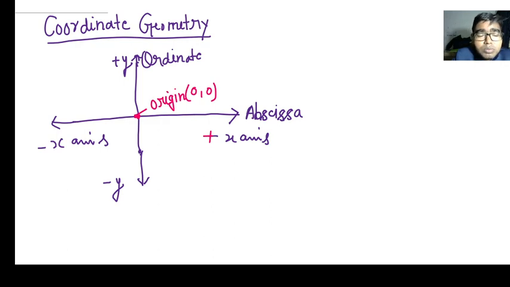From the origin, if you move rightward, it is the positive x-axis. From the origin, if you move leftward, it is the negative x-axis. From the origin, if you move upward, it is the positive y-axis, and if you move downward, it is the negative y-axis.